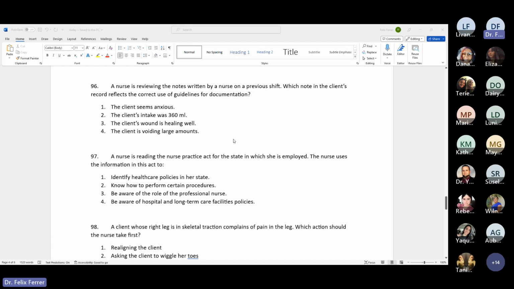A nurse reviewing the notes written by the nurse on the previous shift, which note in the client's record reflects the correct use of guidelines for documentation? Two. Which one do you choose? Number two. Which one in the client record reflects the current use? Yeah, the client's intake was okay, really good.